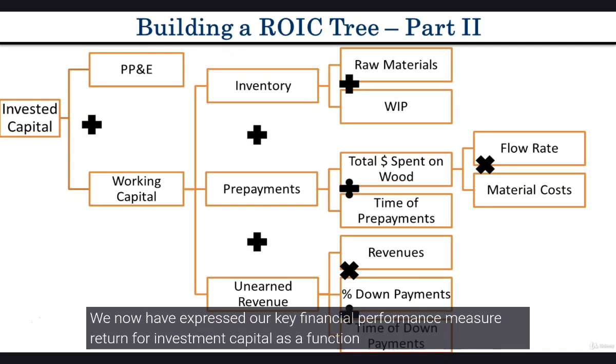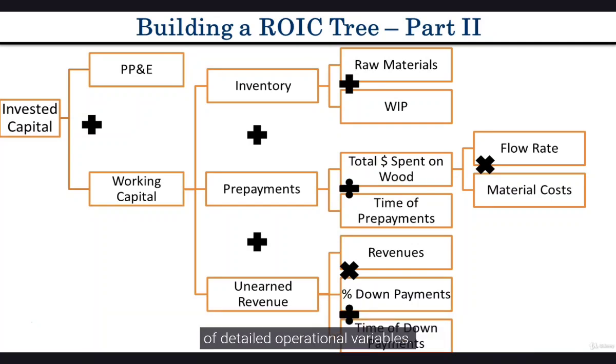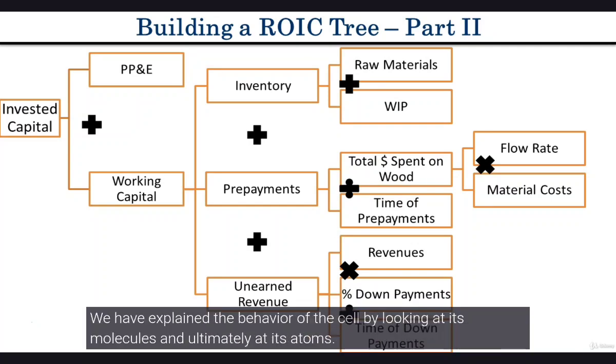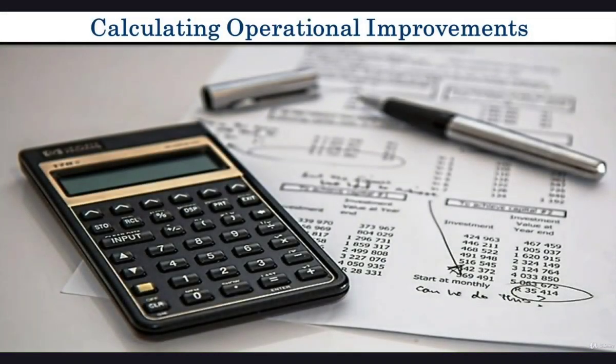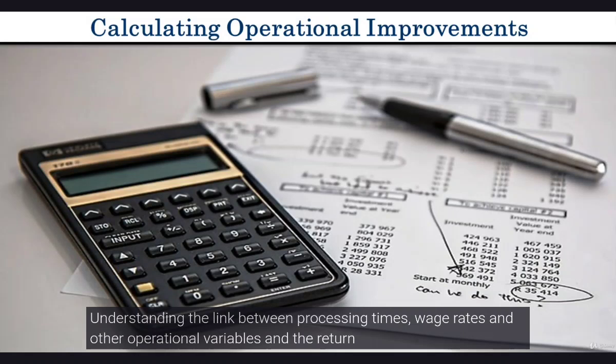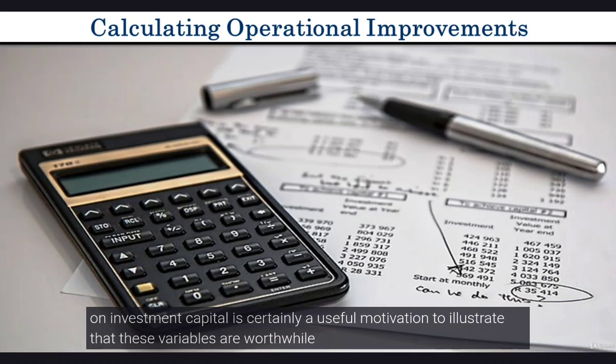We now have expressed our key financial performance measure, return on investment capital, as a function of detailed operational variables. We have explained the behavior of the cell by looking at its molecules and ultimately at its atoms. Understanding the link between processing times, wage rates, and other operational variables and return on investment capital is certainly a useful motivation to illustrate that these variables are worthwhile studying.